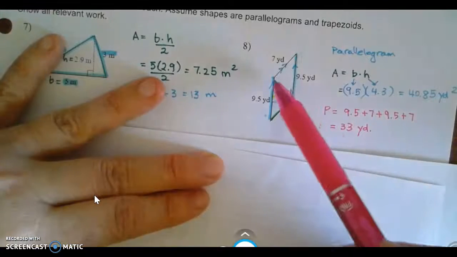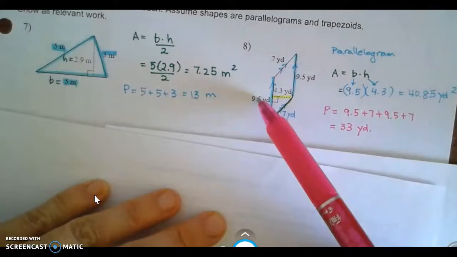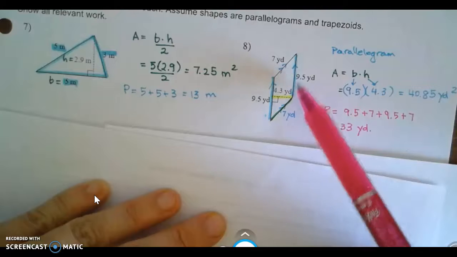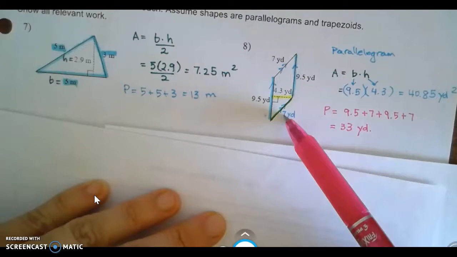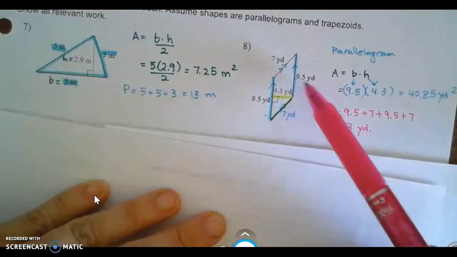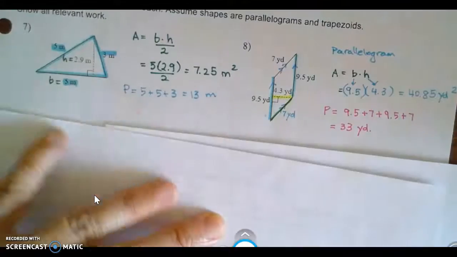The perimeter is just the outside length. So you're adding 7 and 9.5, and this is going to be 9.5. And what's this length going to be? It's going to be the same length as the opposite side. So that's going to be 7 as well. So it's 9.5 plus 7 plus 9.5 plus 7. So that's 33 yards.